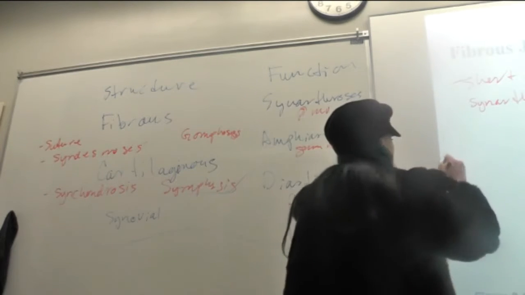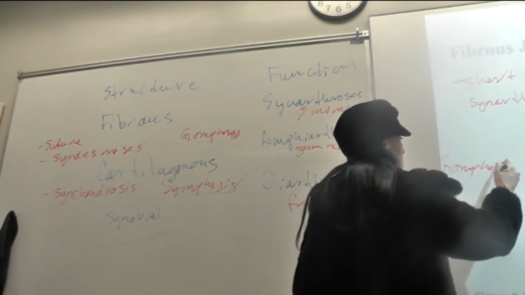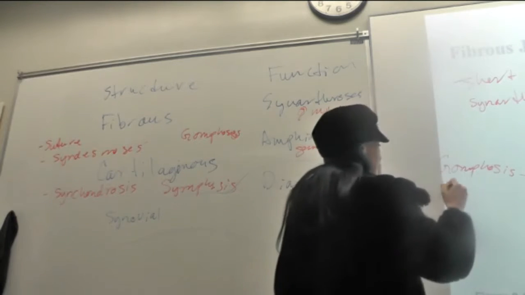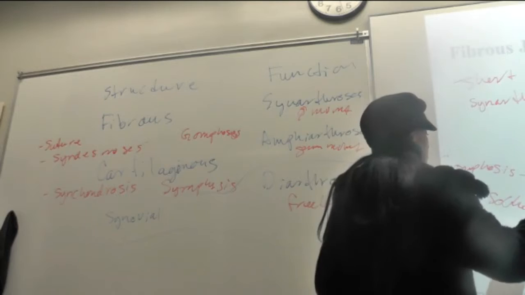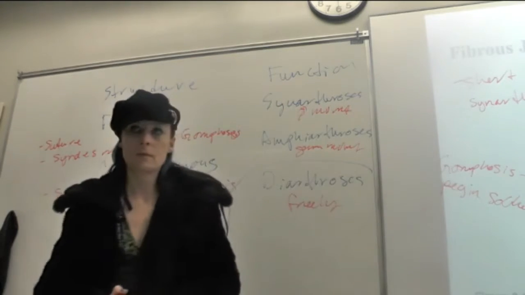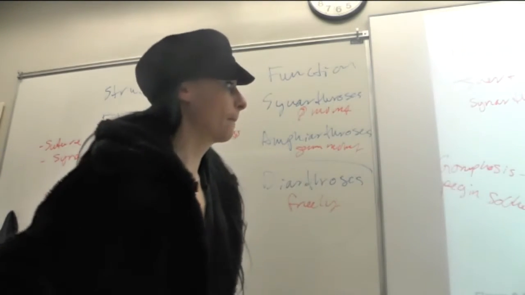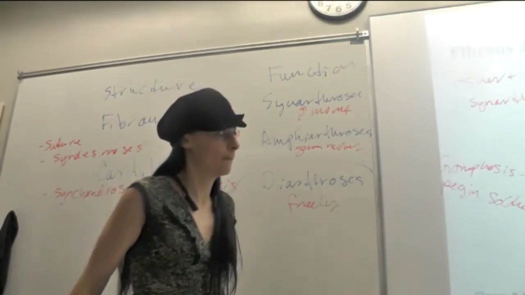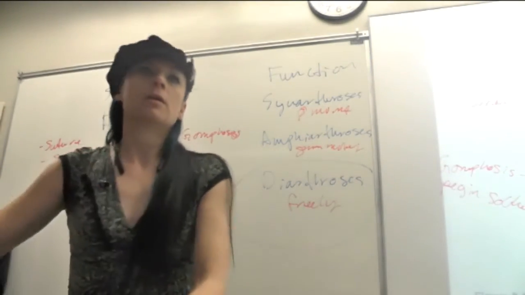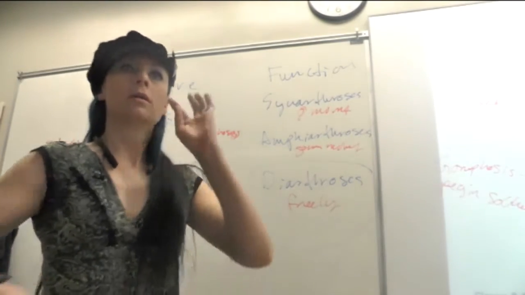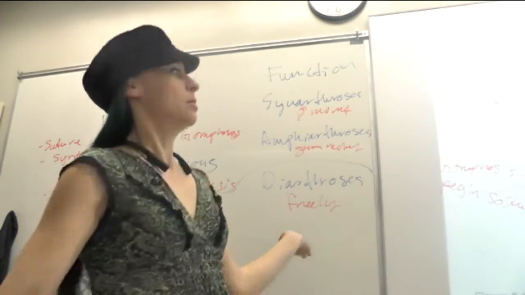They are the only example of a gomphosis. The only example in the body is the teeth fitting into the alveoli, which you can see here. The teeth go into the socket, where the root of the tooth is, in the maxilla or mandible.